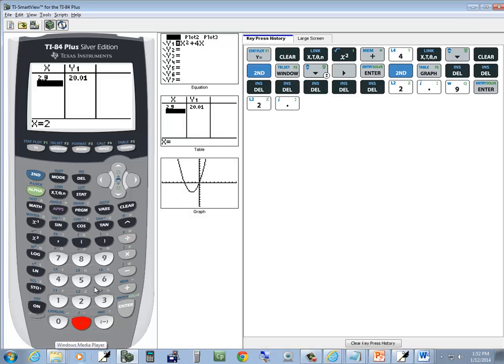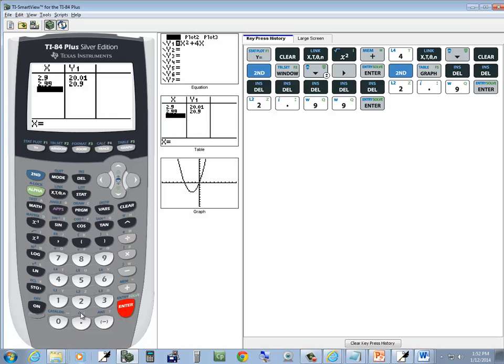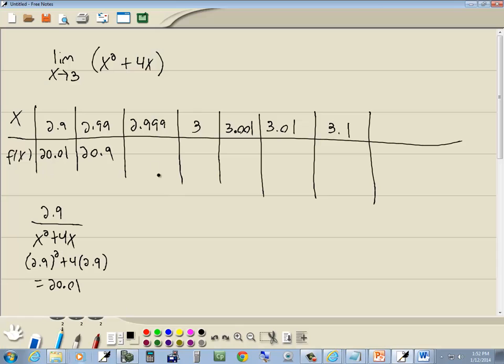So do 2.99, press enter, and we get 20.9. Our next one, we'll do 2.999, press enter. Let's try that again. So that doesn't look right. 2.999, and press enter. 20.99.